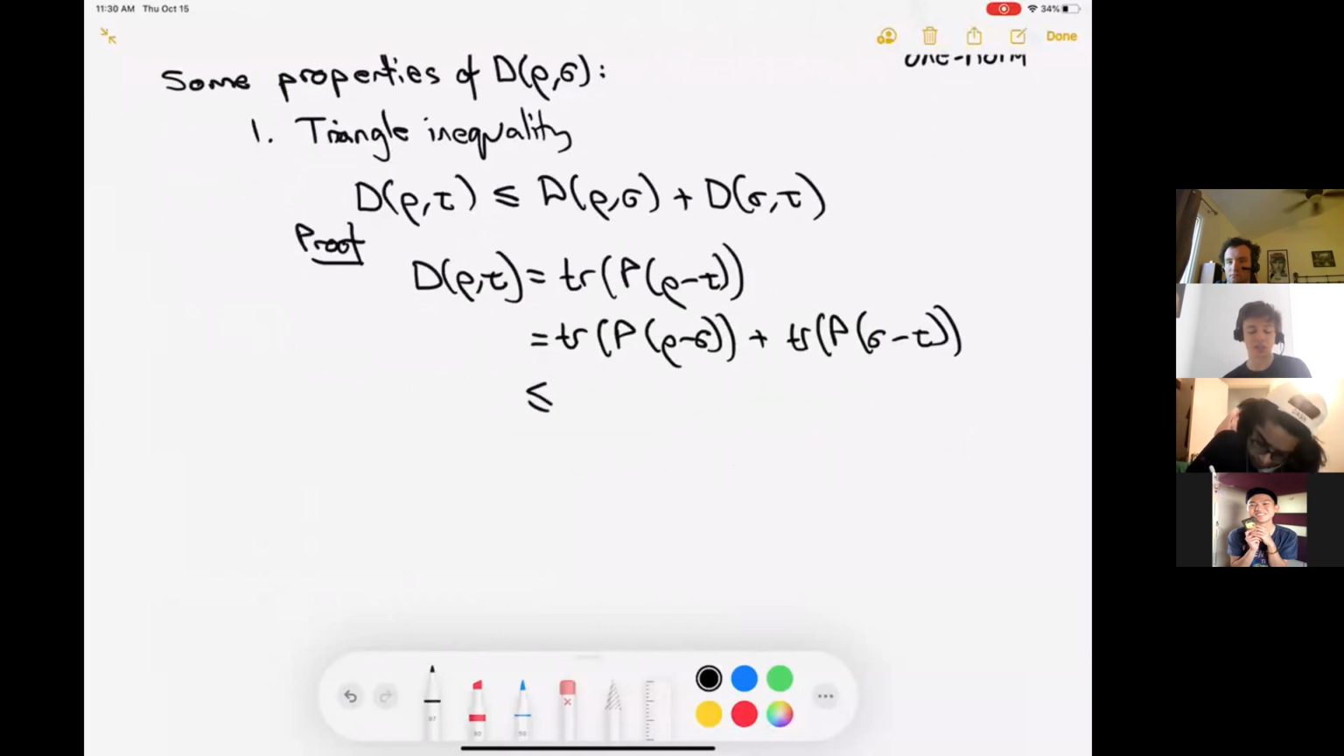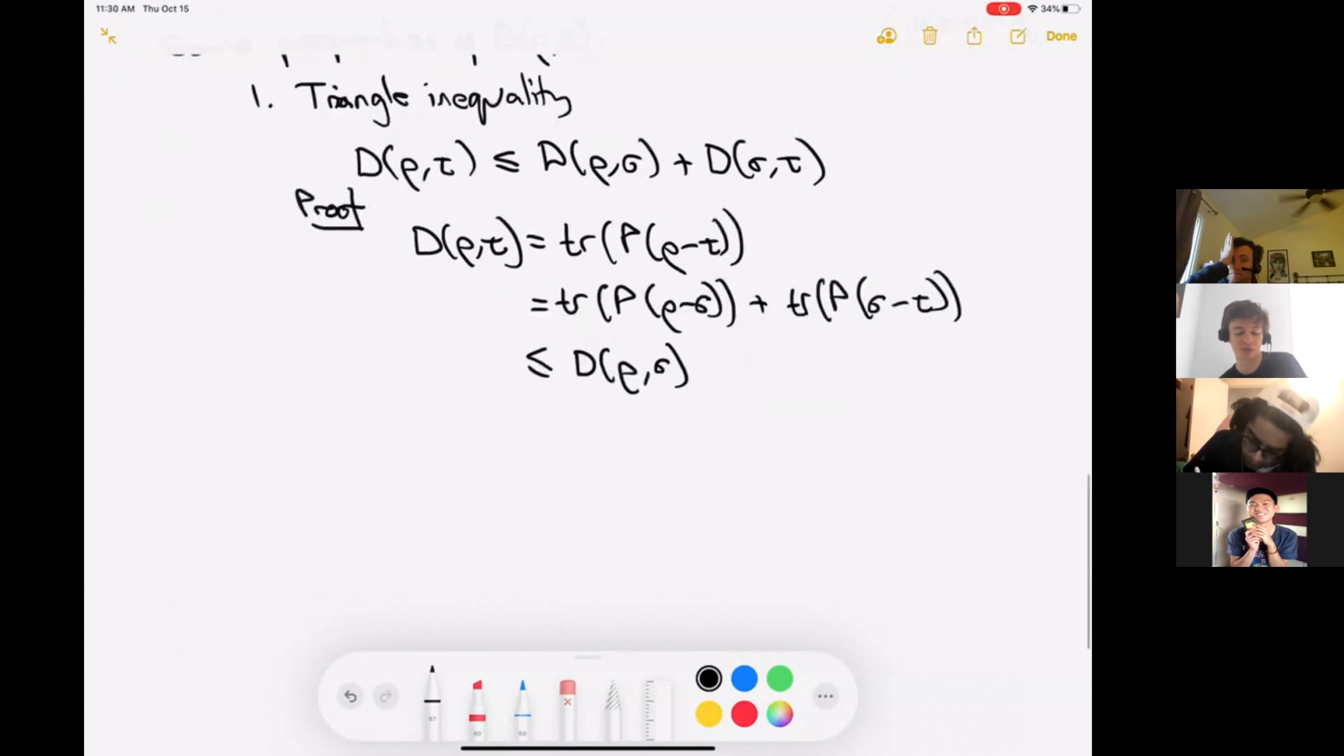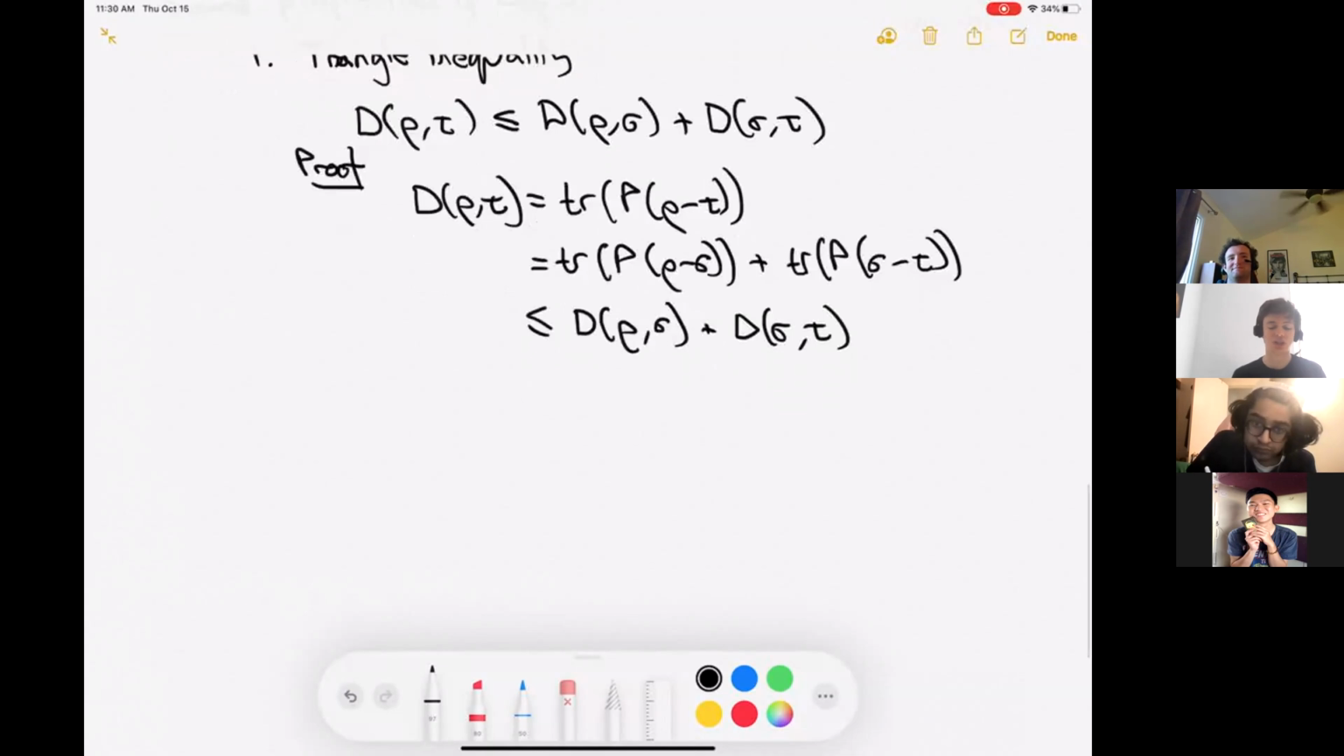And then by definition, the distance d of rho sigma is defined as the maximum of the trace of p times rho minus sigma, where we maximize over all p's. But this is some particular p that maximized the trace of p times rho minus tau. So this first trace is smaller than the distance between rho and sigma, and the second trace is smaller than the distance between sigma and tau. Okay, and that's exactly what we wanted to show.